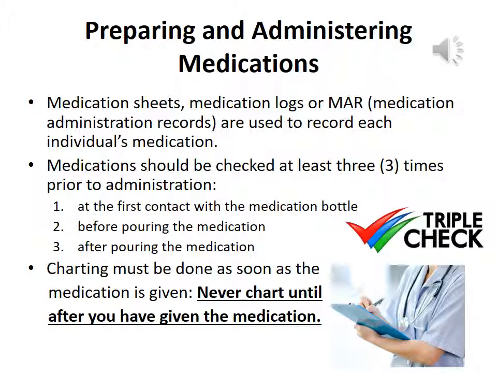Preparing and administering medications. Medication sheets, medication logs, or the MAR, are used to record each individual's medication. Medication should be checked 3 times prior to administration. First, when you're looking at the bottle. Next, when you're administering or pouring the medication. Or even after pouring the medication, make sure it's all correct. Charting should never be done before you hand out a medication, only after. Never chart until you've given that medication.